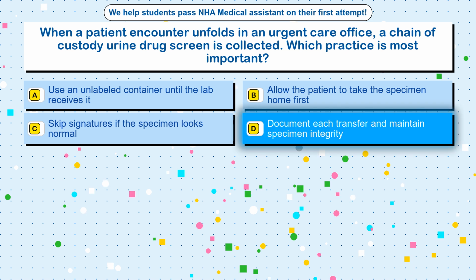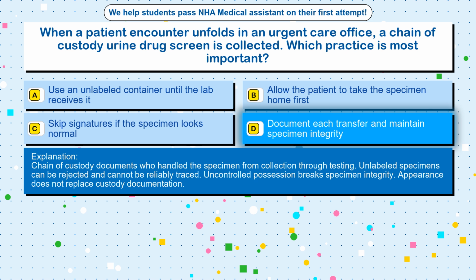The correct answer is option D. Document each transfer and maintain specimen integrity. Chain of custody documents who handled the specimen from collection through testing. Unlabeled specimens can be rejected and cannot be reliably traced. Uncontrolled possession breaks specimen integrity. Appearance does not replace custody documentation.